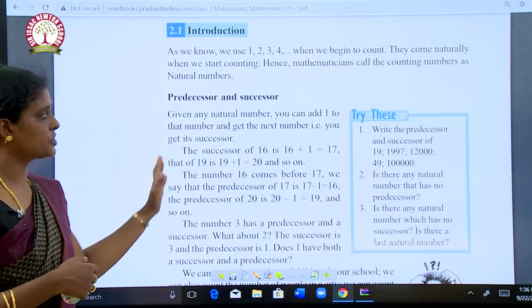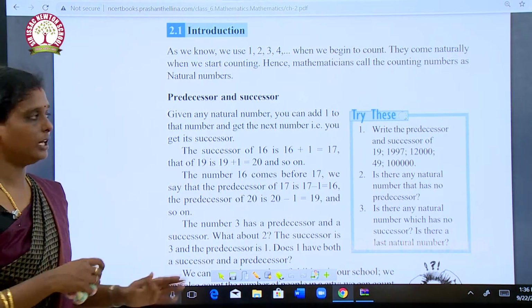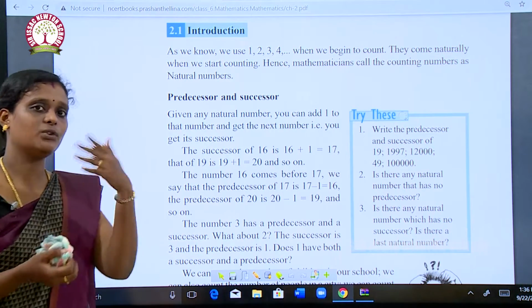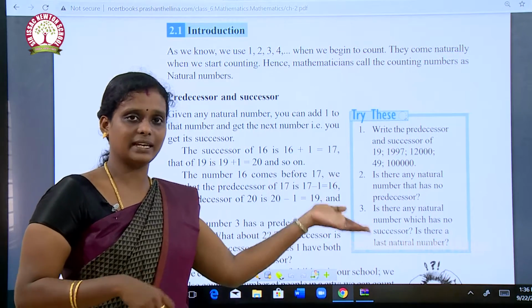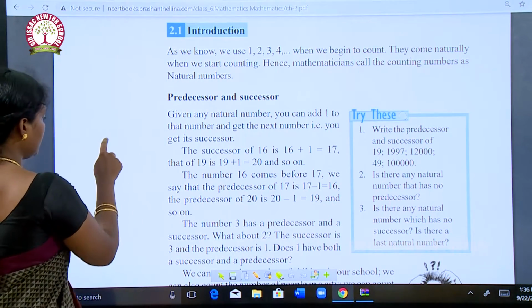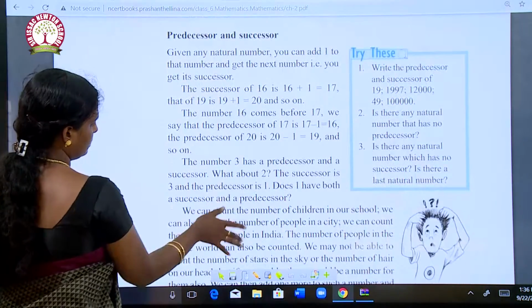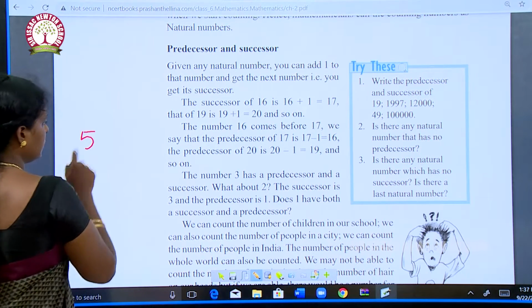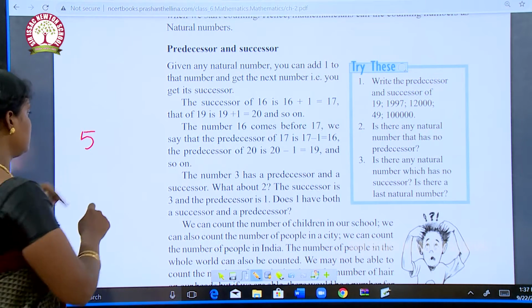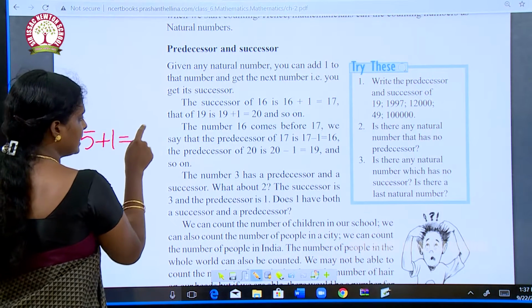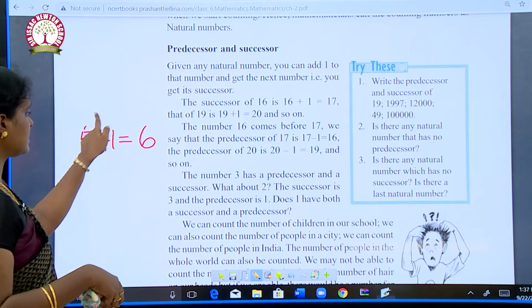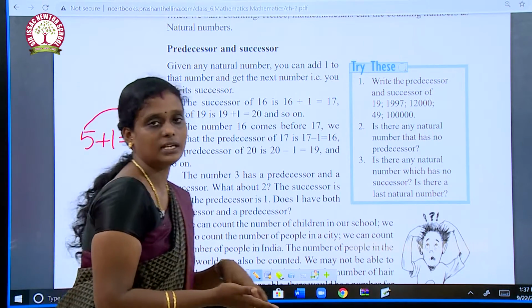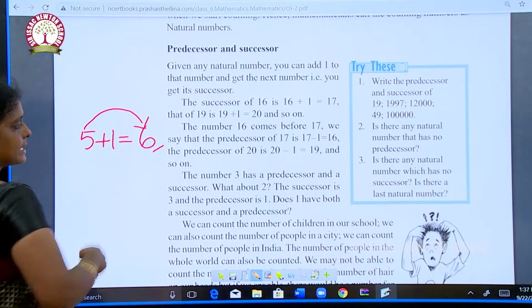The number which comes next to the given number. If you add 1 to the given number, you will get the successor. If you subtract 1 from the given number, you will get its predecessor. I am taking 5 as the number. If I add 1 to this number, what will I get? I will get 6, right. So 6 is the successor of 5, the number which comes next to the given number. That is called the successor.